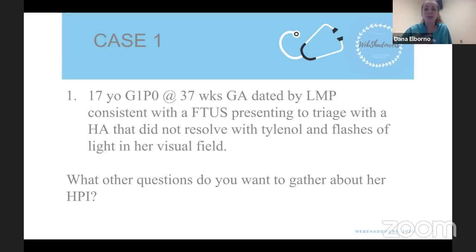Her pregnancy up until this point has been uncomplicated, and she presents to triage with a headache that does not resolve with Tylenol and has flashes of light in her visual field. So the next step in seeing a patient is to gather more questions about her history, and that's called an HPI, a history of present illness.